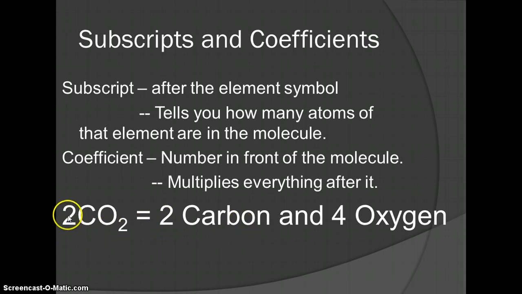And then we have 2, the coefficient, times the subscript of O, which is 2, which gives us 4 total oxygens. So by multiplying this coefficient by the subscripts for the molecule, we find the total number of atoms of each one. So again, we have 2 times a subscript of 1 for C is 2 carbons, and 2 times a subscript of 2 for O is 4 oxygens.